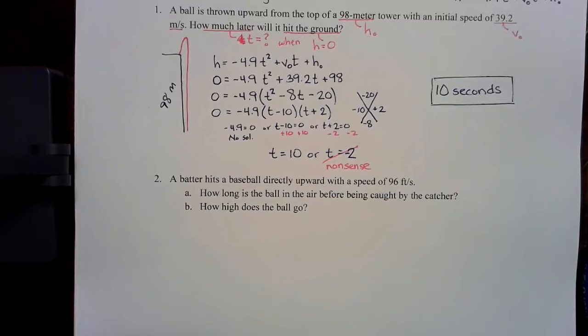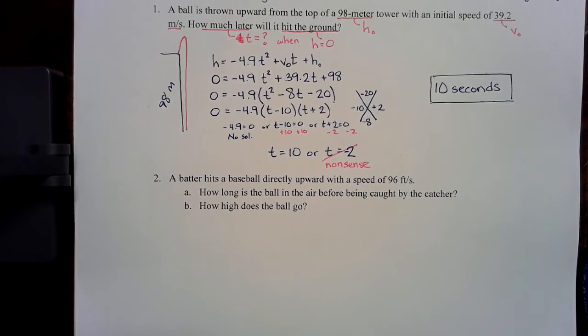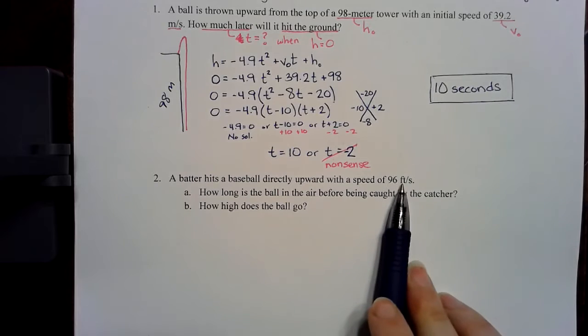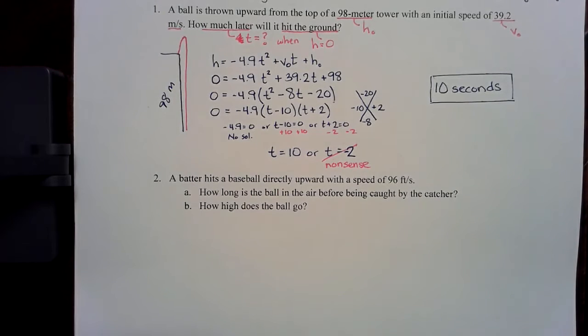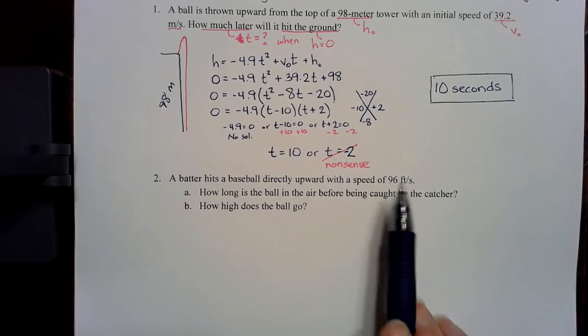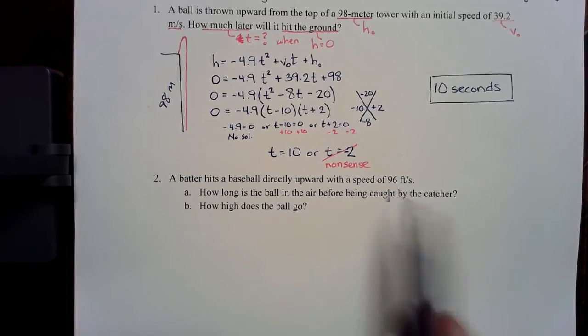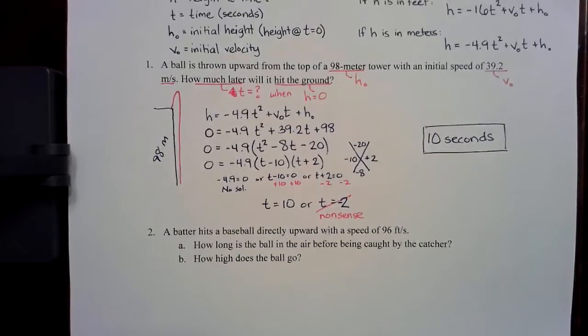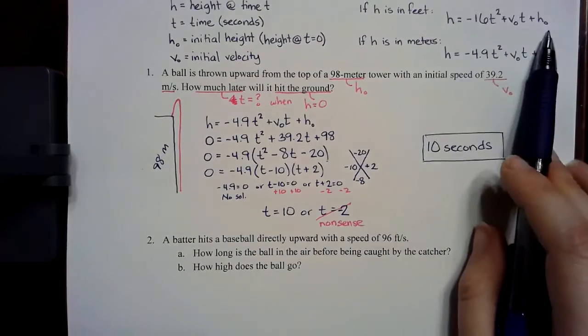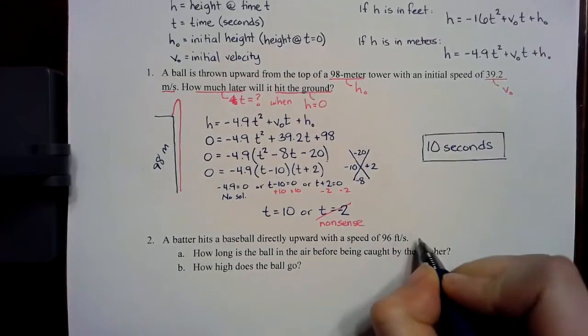Let's do another example. So a batter hits a baseball directly upward with a speed of 96 feet per second. So since I'm dealing with feet, I'm going to use my feet formula.